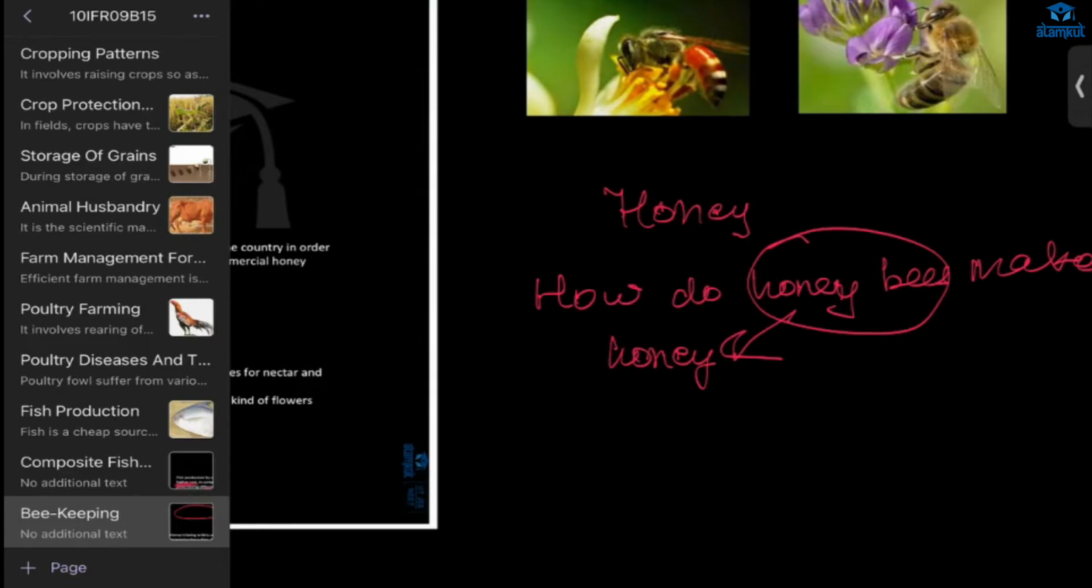Ma'am, bees are basically bugs, and they collect nectar from different types of flowers, and then using that nectar, they produce honey. Yes, how is that process? It is a very interesting, complex process.